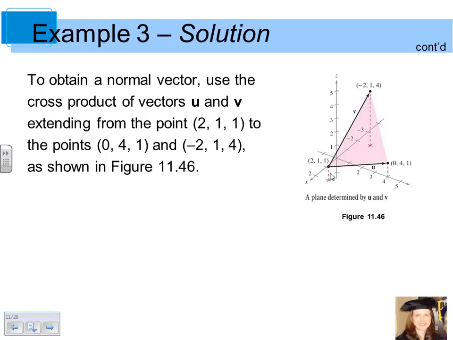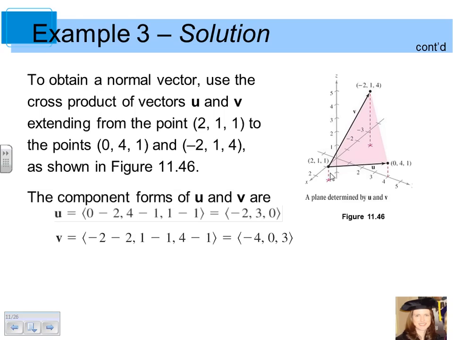Now recall, a vector that is orthogonal to two other vectors is the cross product. So let's find the vectors u and v, find the cross product of those, and that's going to represent our normal vector. The components of u are (-2, 3, 0), and to find u, we're starting at (2, 1, 1) and ending at (0, 4, 1). Find those values. The components for v are (-4, 0, 3).